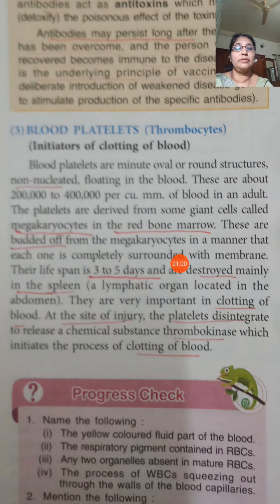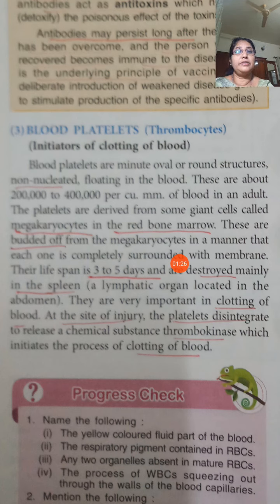We know that 120 days is the lifespan of RBC. One or two weeks is the lifespan of WBC. Then 3 to 5 days is the lifespan of platelets. Then it is destroyed in the spleen. Spleen is a lymphatic organ.